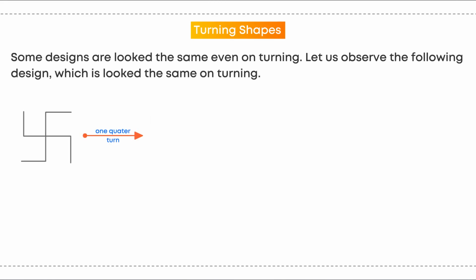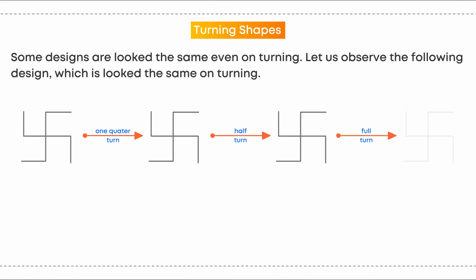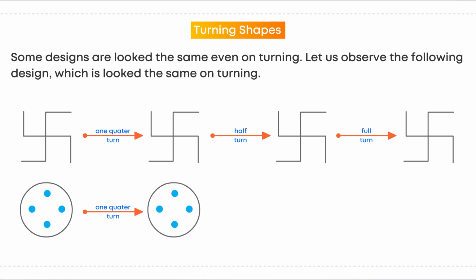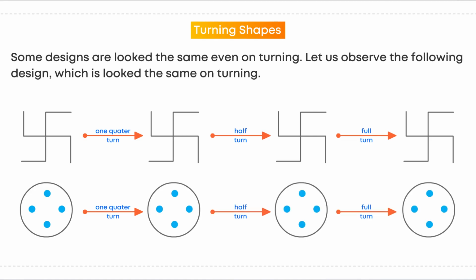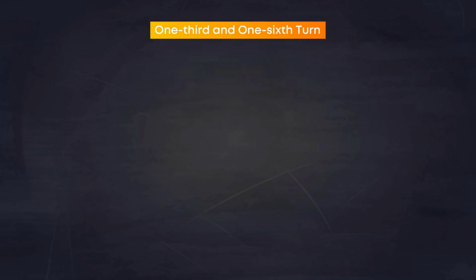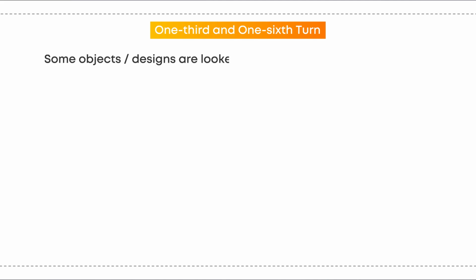Some designs look the same even on turning. Let us observe the following design, which looks the same on turning. One-third and one-sixth turn. Some objects' designs look the same on turning by one-third or one-sixth.